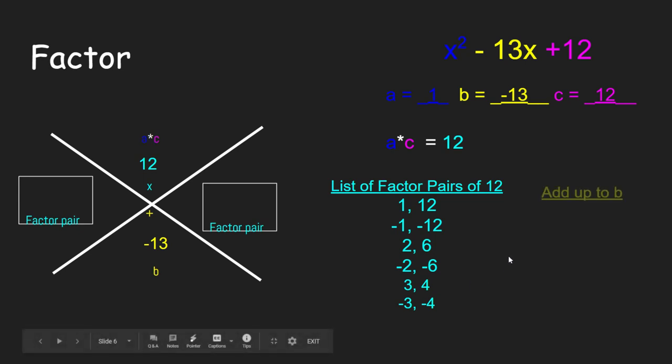Now let's see what these pairs add up to. 1 plus 12 is 13. Keep in mind we actually want negative 13. So negative 1 and negative 12 give us negative 13. I found my pairs. But again, for extra practice, let's continue to add.